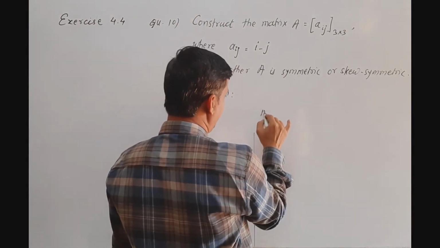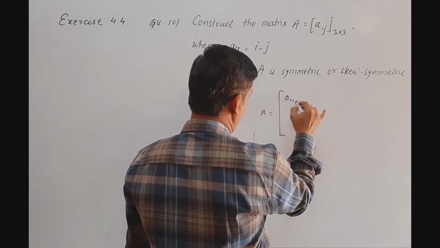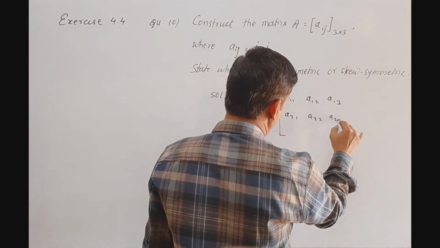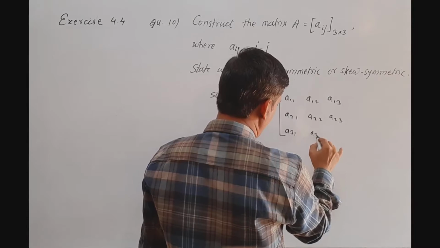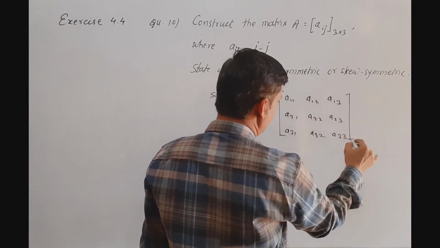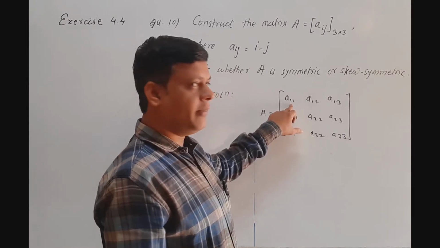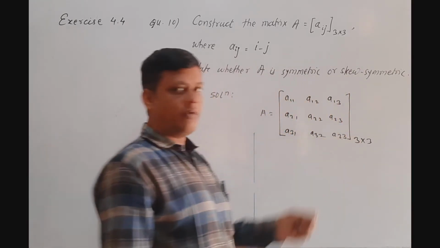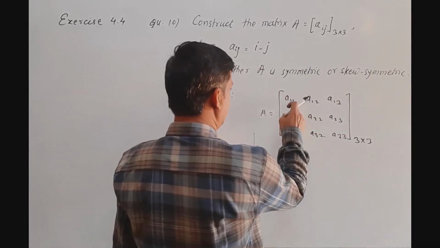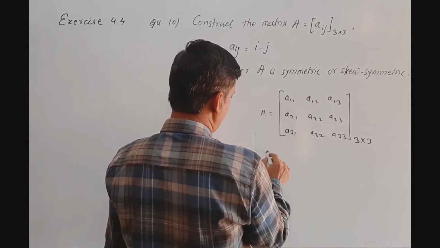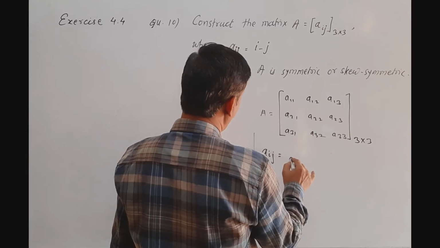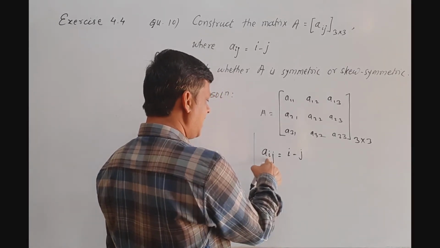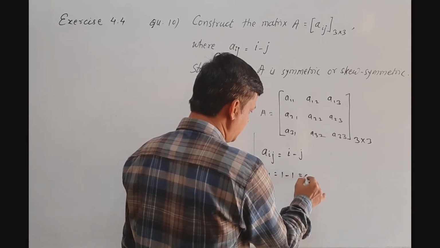So first we write elements of A as A11, A12, A13, then A21, A22, A23, then A31, A32, A33. This 1 means this element is in first row first column. So this matrix which we have to find is of order 3 by 3. Here we have to find A11. The formula is given, Aij equals i minus j. So using this we find A11. That means i is 1, j is 1. So we get here 1 minus 1 equals 0.